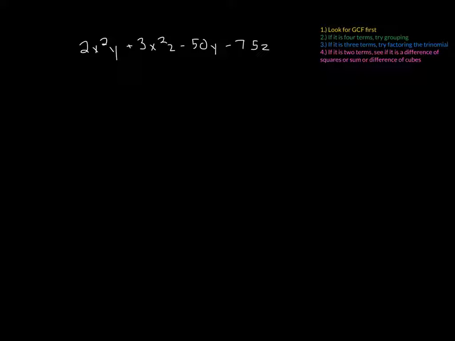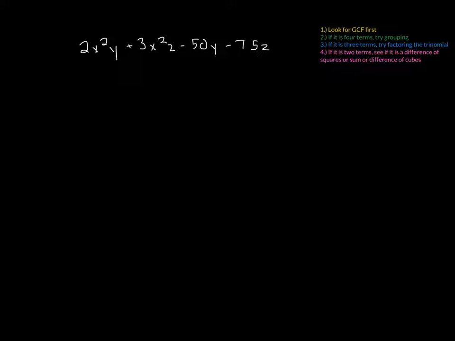Okay, on the next example, we will start again by looking to see if we have a GCF, or greatest common factor. And 2, 3, 50, 75, those do not have a common factor. And they don't all have a y, they don't all have an x, or they don't all have a z. So we do not have a common factor.